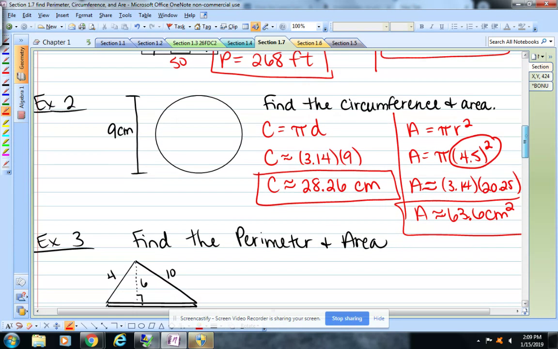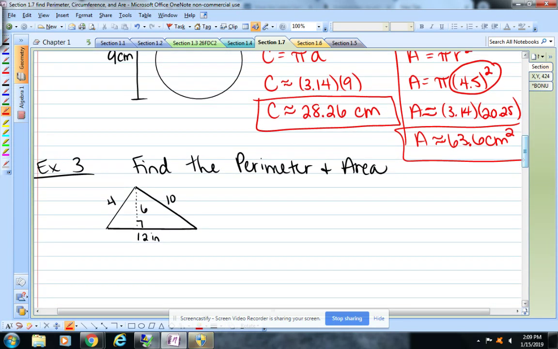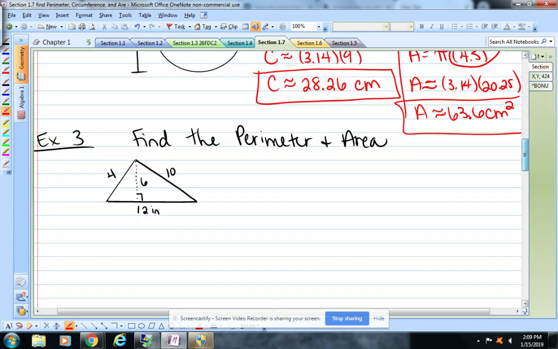All right. What shape is this? It's a triangle. So we're going to do a triangle next. Again, we're going to do both things. We're going to find the perimeter and the area.